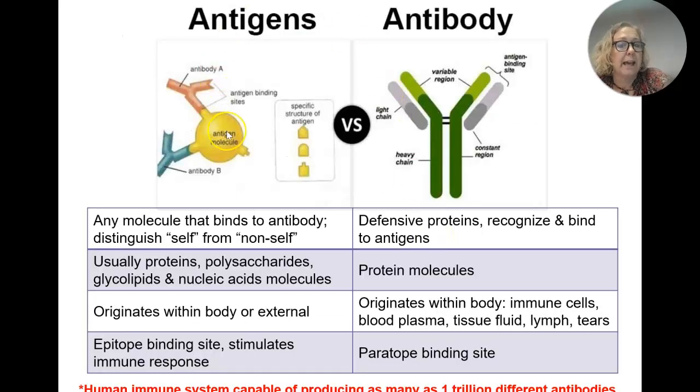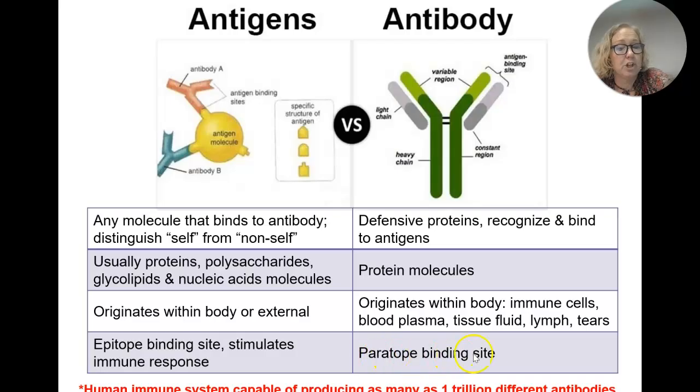Okay, again, antigen versus antibody. It needs to be said again. These are the antigens. They bind to the antibody. This is an antibody. It has a bunch of different regions to it. Antibody: a defensive protein that recognizes and bonds to antigens. They are protein molecules. They originate within the body. They are in immune cells, blood plasma, lymph, and tears.